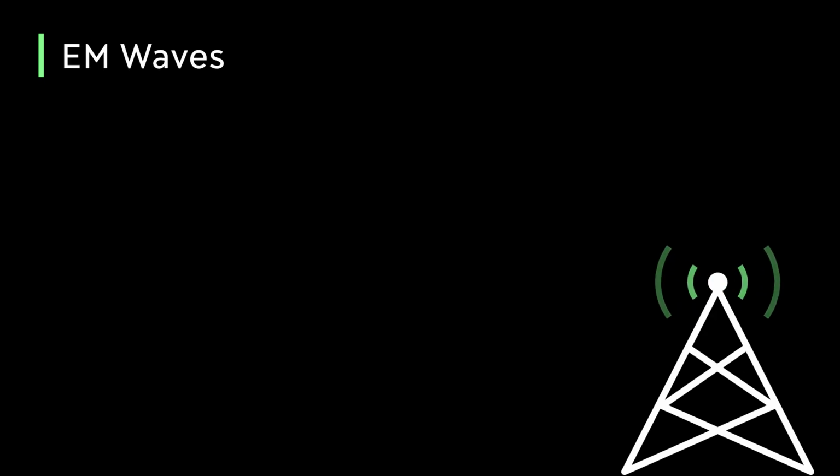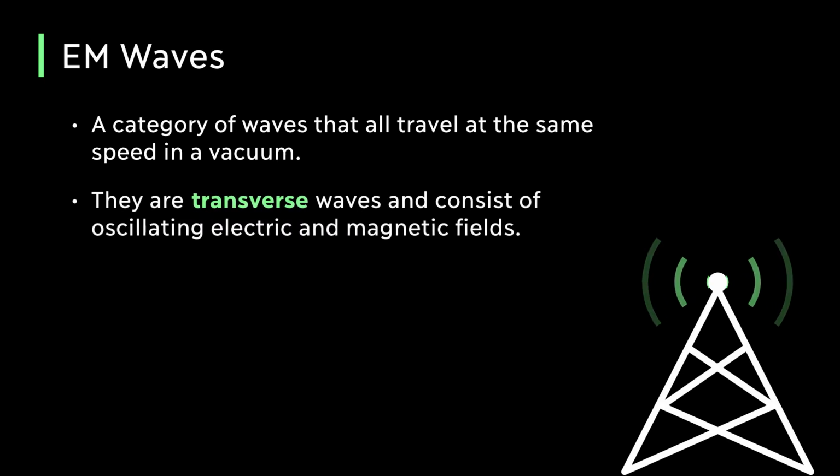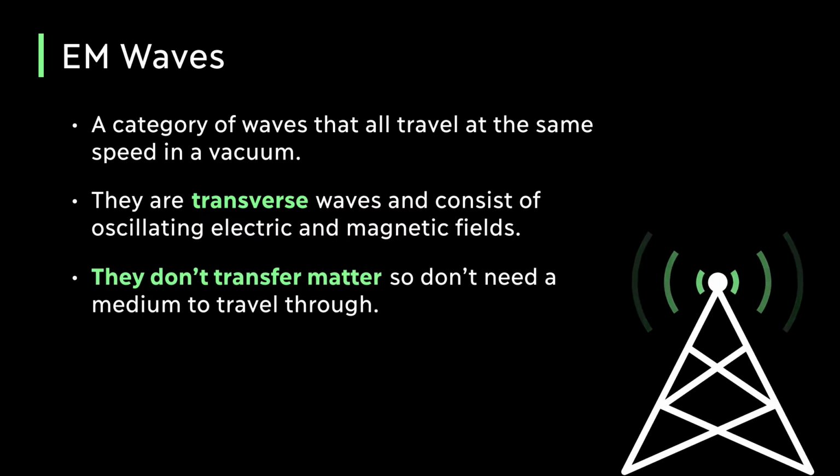EM waves themselves are a category of waves that all travel at the same speed in a vacuum. By vacuum, I mean somewhere where there is no matter, like in space. They're an example of a transverse wave, which I'll come onto in a second, and are made up of an oscillating electric field and magnetic field. A big thing with these waves is, unlike sound waves, they don't transfer matter. They don't need a medium to travel through.